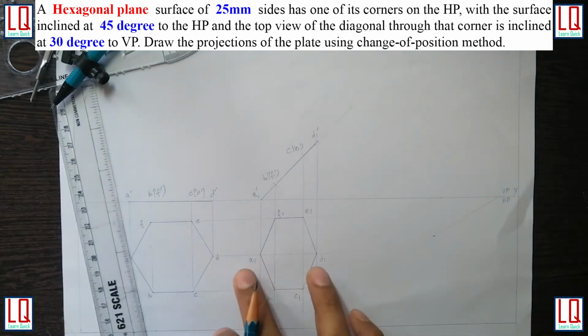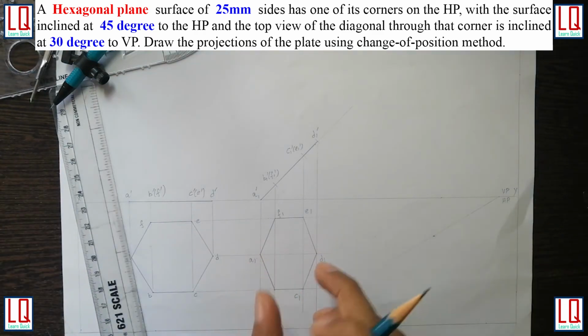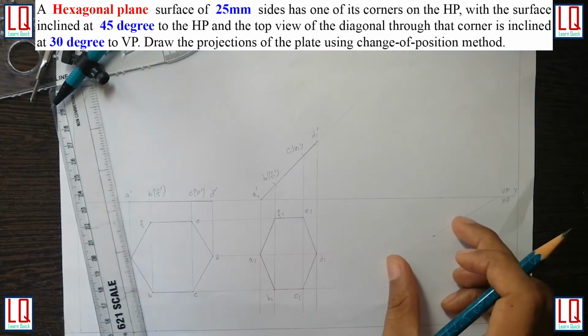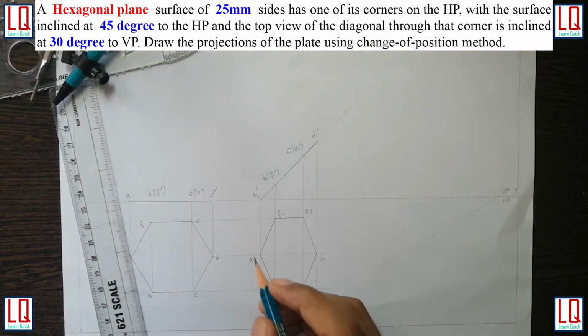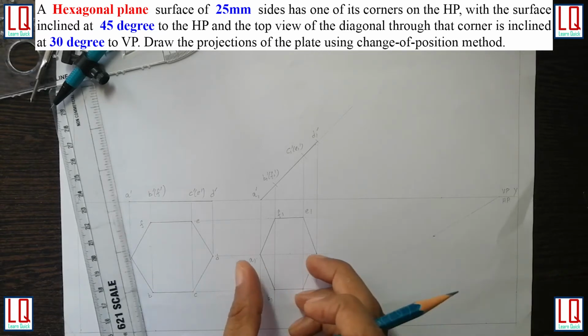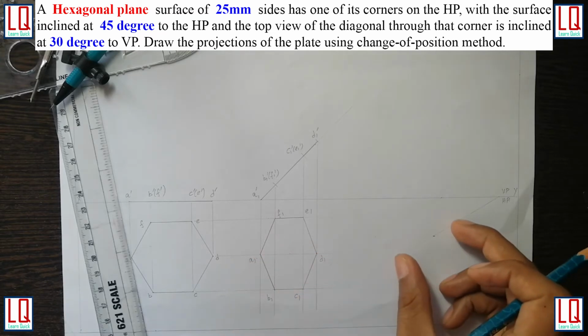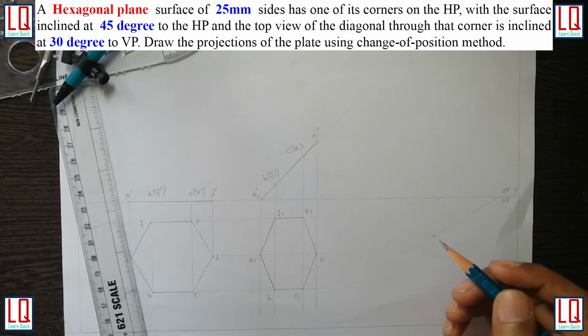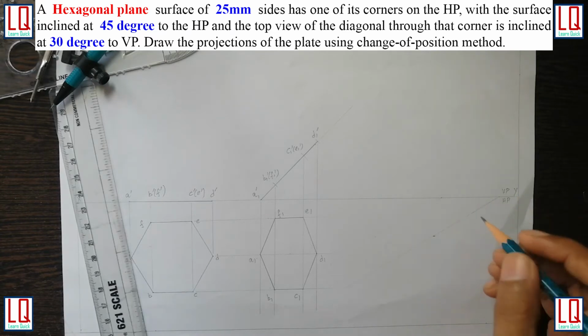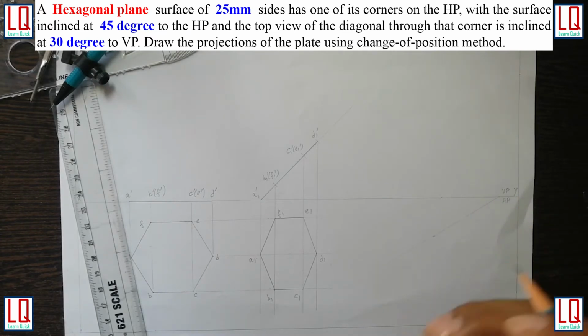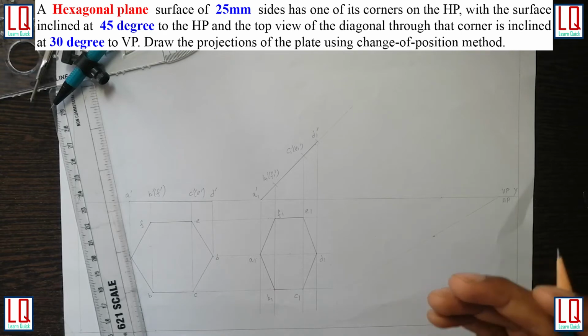Okay, so now we are going to place the diagonal AD here, because in the question it is given that the diagonal passes through the resting corner. So here the resting corner is A, then the diagonal which passes through this is A1 D1. So this diagonal passing through the corner A1 D1 is inclined at 30 degree to VP. Since it is given as 30 degree to VP, we take the 30 degree in HP because the inclination will be visible in your HP.